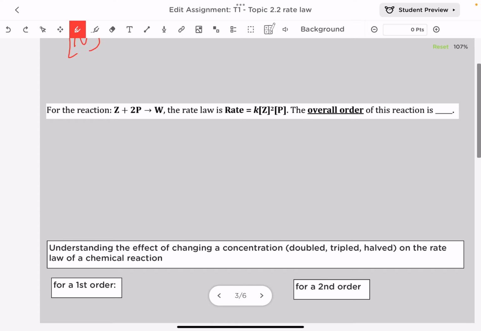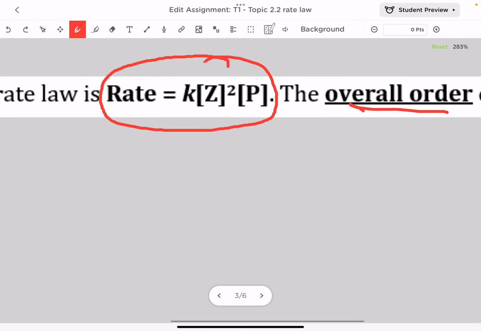Another question. Here's a given rate law. What is the overall order? So this is power order of 2 and order of 1. It's third order overall.